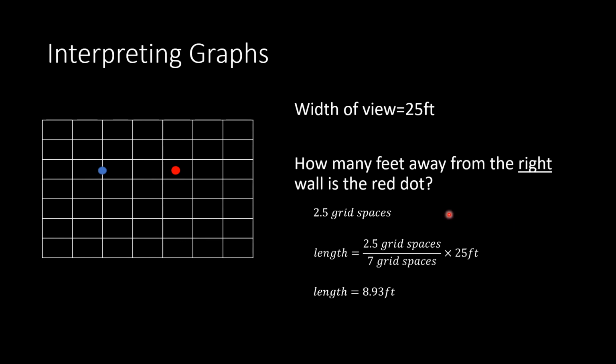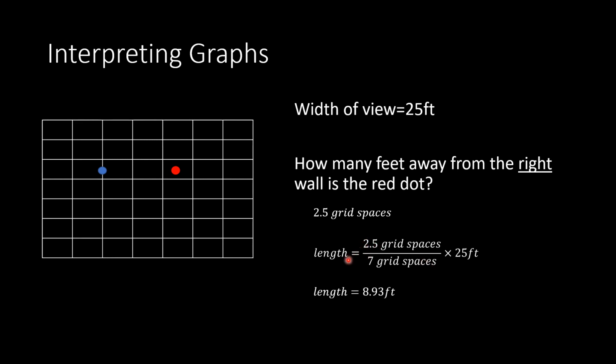So we could do this for different measurements. We could measure how far from the right wall, so 2.5 boxes divided by 7 grid spaces times 25 feet, and that gives 8.93 feet. So you can see that it is a very similar calculation. All I had to change was the number of grid spaces.